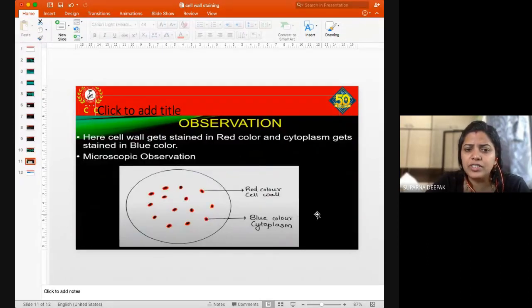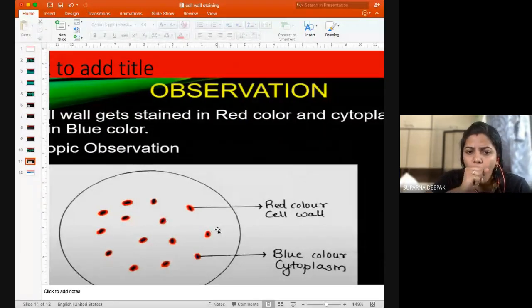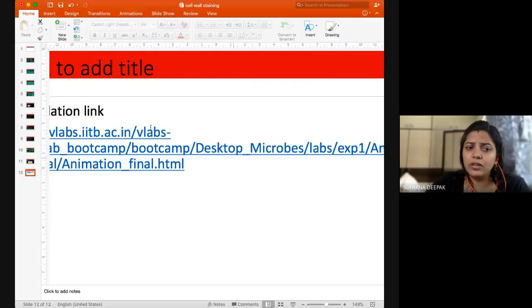So this is how you will see the cells. You can see over here red colored. So this is a bacillus. You can see the red colored cell wall and blue colored cytoplasm, okay, which is a little different.